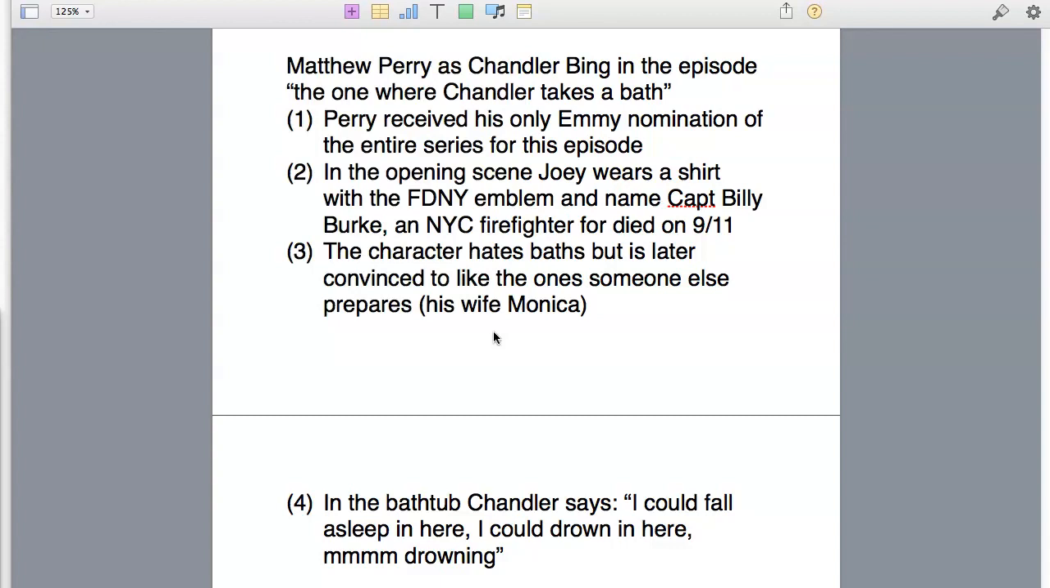But also in the same episode, Joey wears a shirt with the FDNY emblem and named Captain Billy Burke, who was an NYC firefighter that died on 9/11. And Chandler, the character, hates Baz, but is later convinced to take them based on what his wife does to prepare them, which is kind of interesting as a writer writing this stuff. It's like, yeah, we'll make the character hate Baz.